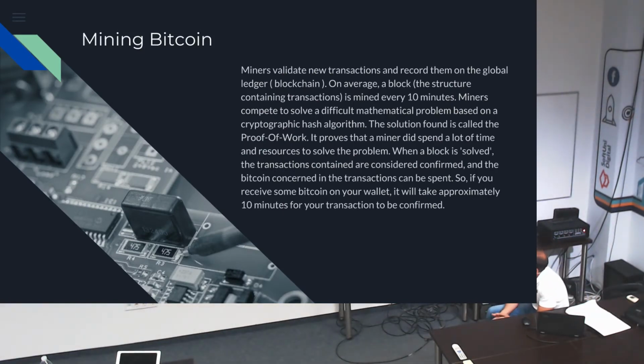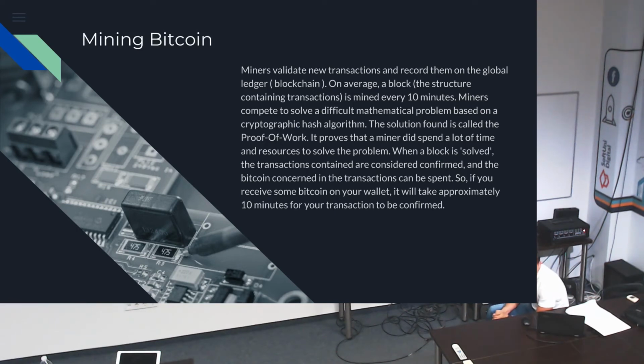As we said so far, miners actually validate new transactions. They secure the network and record all the valid transactions into blocks on the ledger. It's all public. As I said, we have a block that is mined every 10 minutes. All the miners compete to solve a difficult cryptographic puzzle, and the answer of the cryptographic puzzle is the so-called proof of work. That's the proof that they did spend some time trying to find the correct answer.